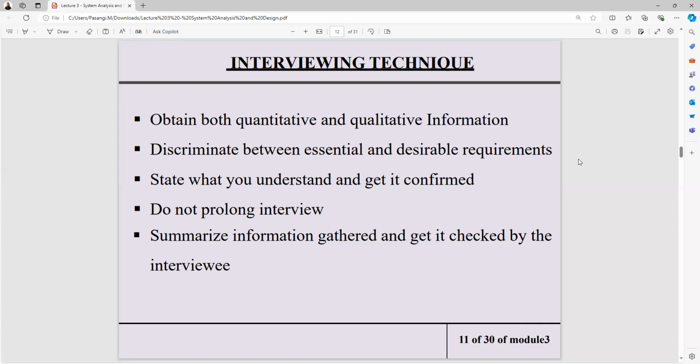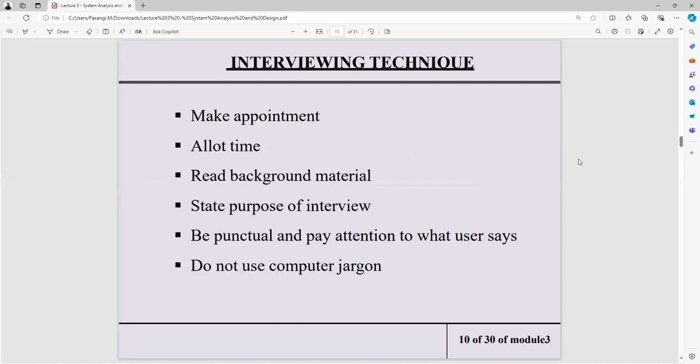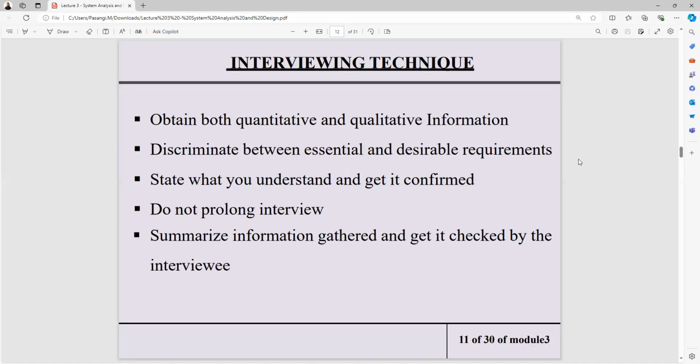So once we have that interview with the user, what we have to do is state what we understood from this entire interview, and also get a confirmation about what we understood during the interview. And also do not prolong the interviews, and summarize the information gathered and get it checked by the interviewee as well. As I told you, these are the few interviewing techniques which we have to use as best practice during the entire process.